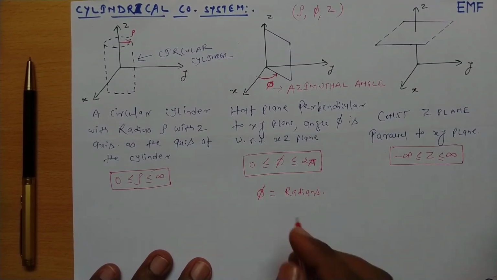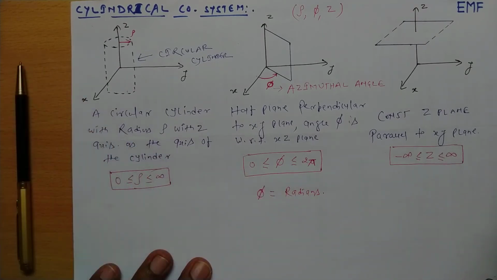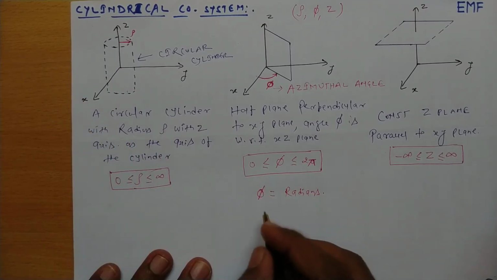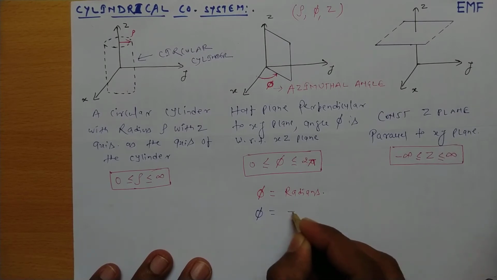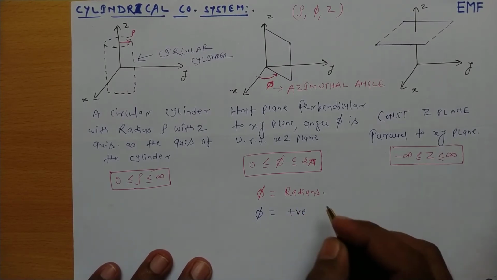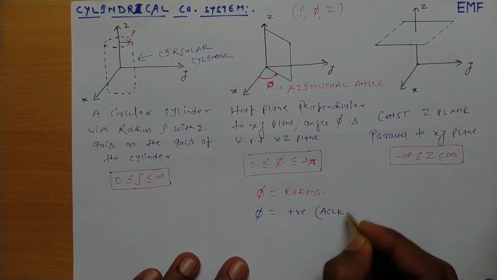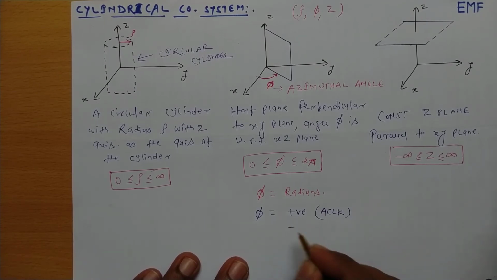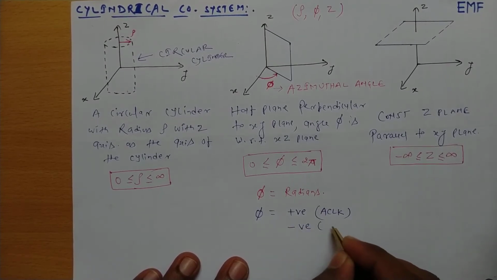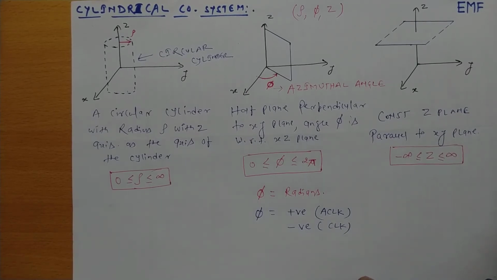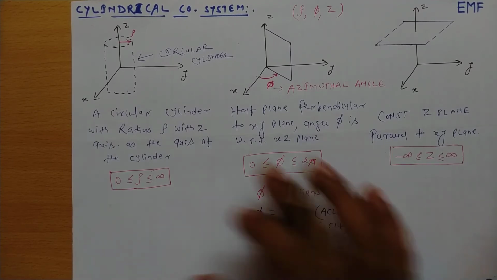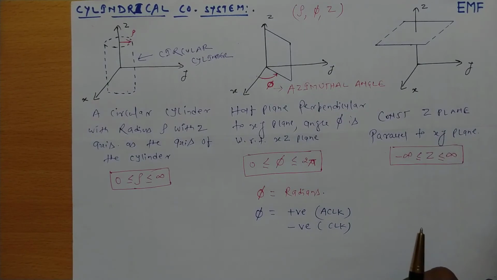And second, this phi I am taking positive for an anti-clockwise measurement, and phi is taken negative for the clockwise measurement, right? So this is very important while we take the numericals. Okay, so these are the basics of the cylindrical coordinate system.